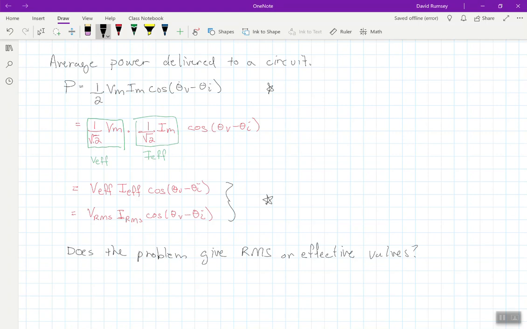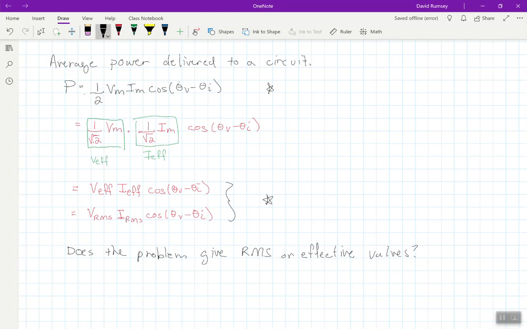If the answer is yes, that it gives you RMS or effective values, clearly you use these two equations. If the answer is no, meaning that nowhere in the problem does it say anything about RMS or effective, then you go back and use this equation up here.